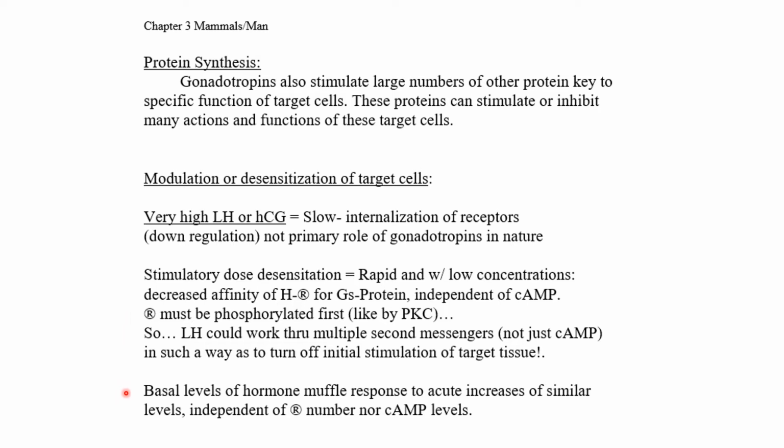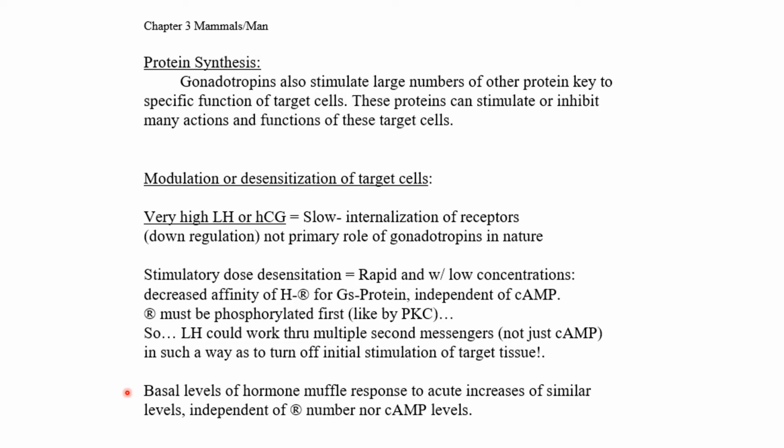Finally, we'll talk about basal levels. Okay? So basal levels of hormone, we're always going to have a little bit of hormone in the system. Basal levels of hormone muffle the response to acute increases of similar levels. So let's say we had a half a nanogram of LH running through the system. Well, if it spiked up another half a nanogram, it's not going to be a stimulatory dose. So the basal levels kind of hang out around just to muffle any acute increases of similar magnitude. And this seems to be independent of receptor number and independent of cyclic AMP.